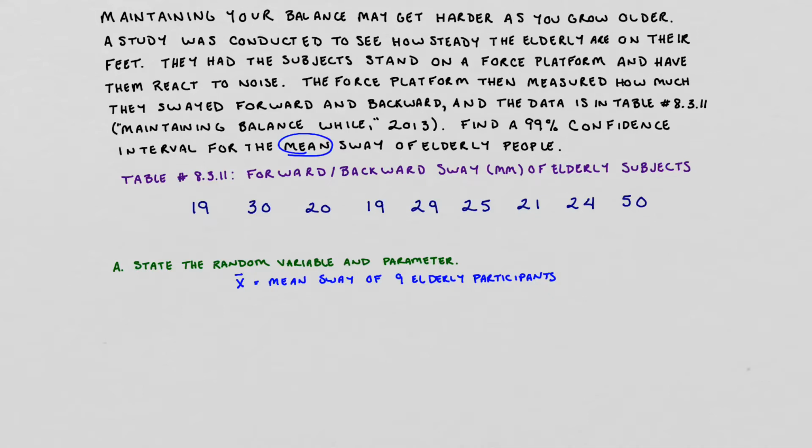So for my parameter, since I am again talking about a mean, my parameter will be mu, because that's going to refer to the population mean. This is going to be the mean sway of all elderly people. And in this case as well, I might go back and do a little bit of editing here, mostly because I didn't include my unit of measurement. So I might put this in here and mention that the mean sway is being measured in millimeters.